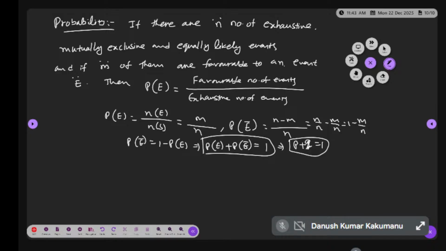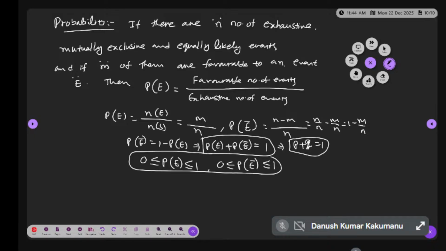P of E plus P of E complement is 1. What are the limits of the probability? 0 less than or equal to probability of E less than or equal to 1, 0 less than or equal to probability of E complement less than or equal to 1. All of you know probability can never be negative, probability is positive, and probability limits are 0 less than or equal to probability of E less than or equal to 1. Maybe some of you are getting that out. We'll ask this question in the GATE exam, sir.